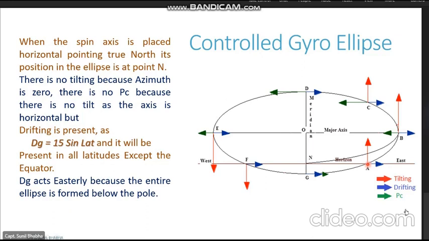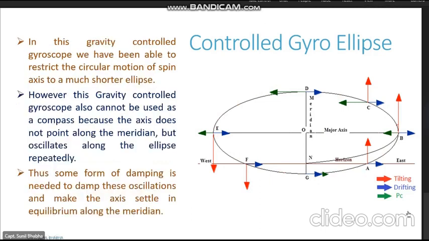Now, once it reaches back at A, it keeps on oscillating under the effect of these three forces in this elliptical motion, completing one oscillation in about 84 minutes. We have understood the elliptical motion now.